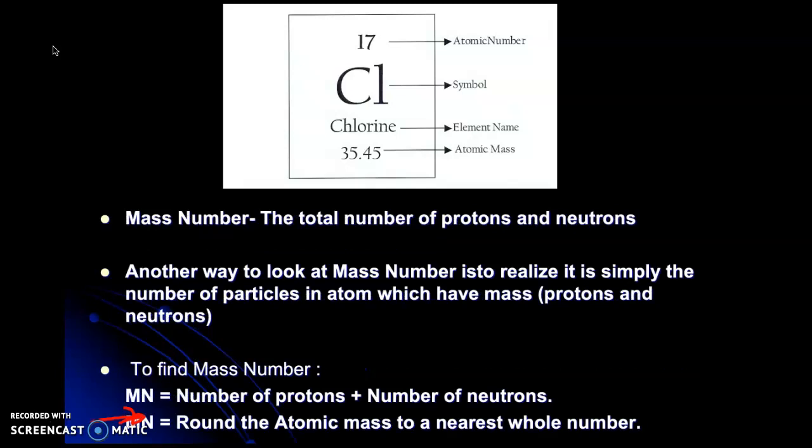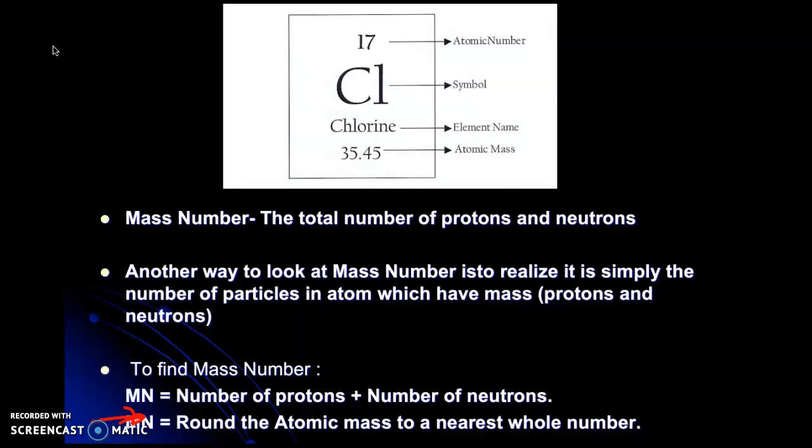Mass number. Okay, that's not written anywhere in the periodic table, but here's how you get it. It's the total number of protons and neutrons. Oh, that makes sense. I remember from yesterday. Don't protons have a mass of 1 atomic mass unit? Don't neutrons also have a mass of 1 atomic mass unit? So the mass number is the total number of particles that have mass. And so it's the total number of protons and neutrons.